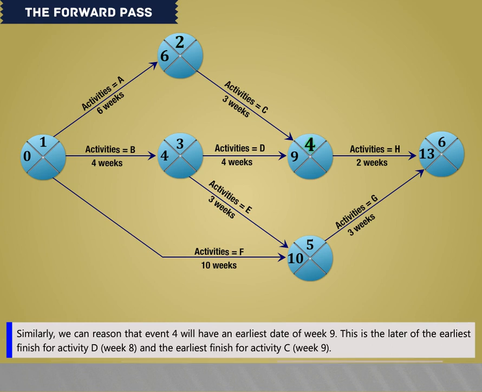Similarly, we can reason that event 4 will have an earliest date of week 9. This is the later of the earliest finish for activity D, that is week 8, and the earliest finish for activity C, that is week 9.